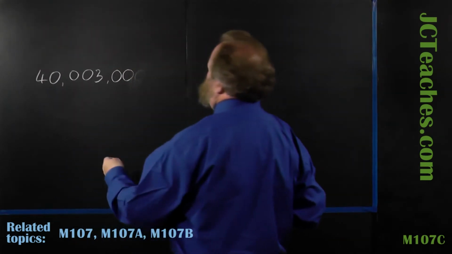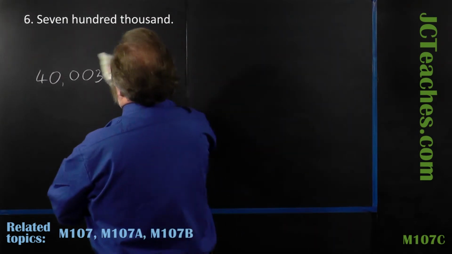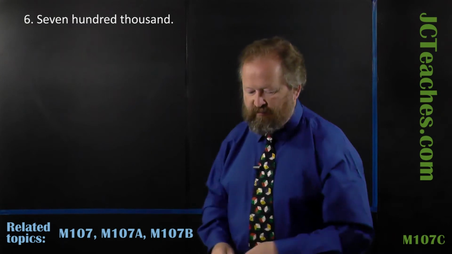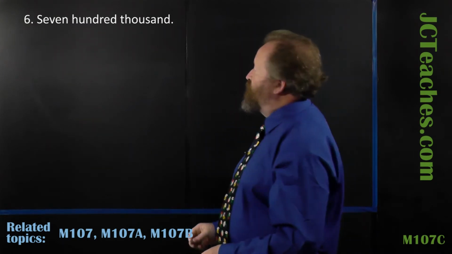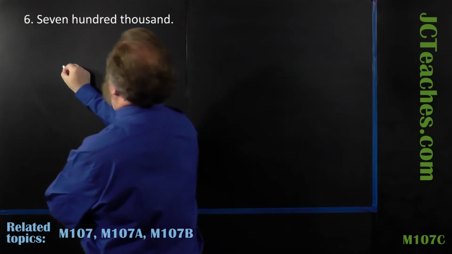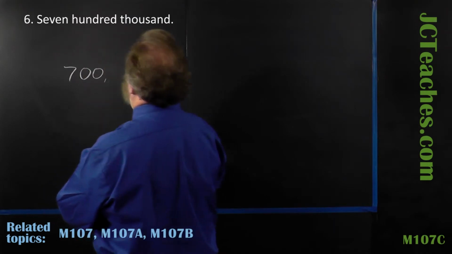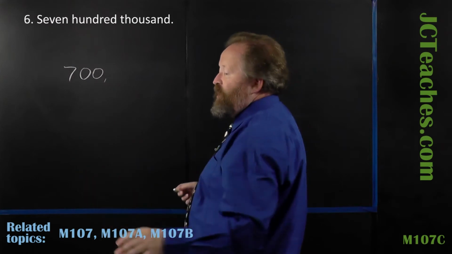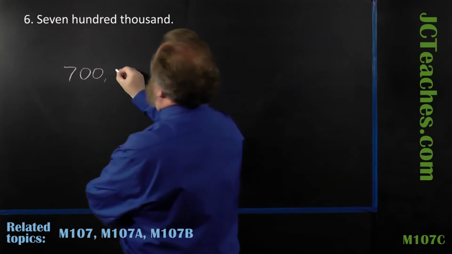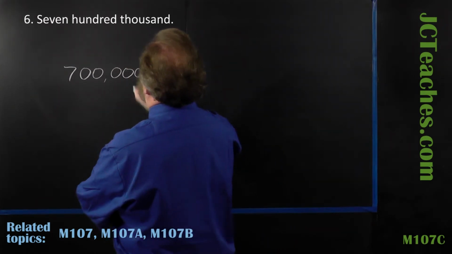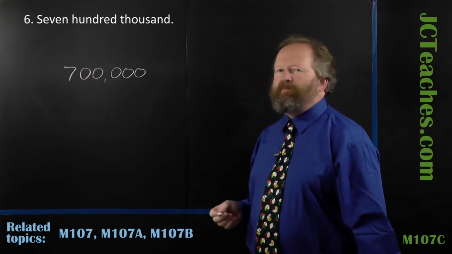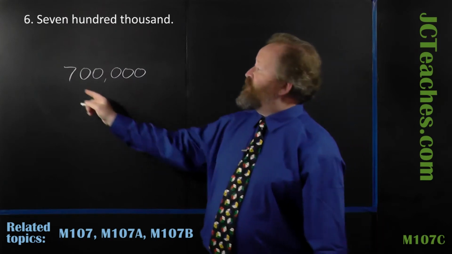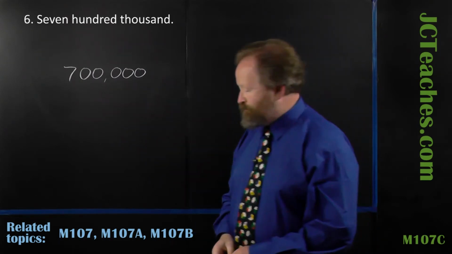The next one is 700,000. Slightly easy one possibly. 700,000. So that is 700,000. There are no hundreds, tens and units. Because 1 and 3 digits is 1,000. So that one's got to be 700,000.